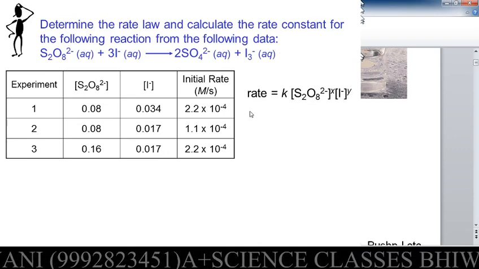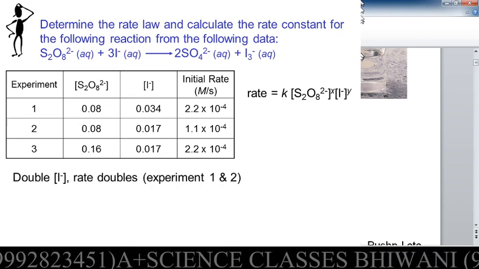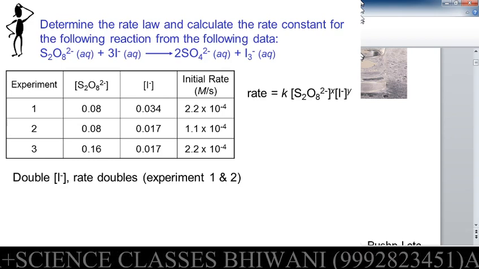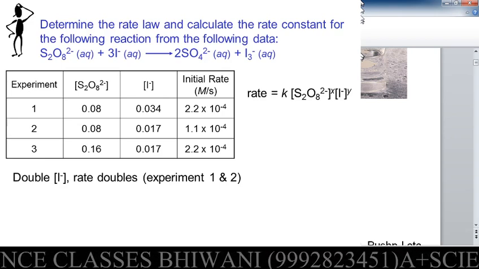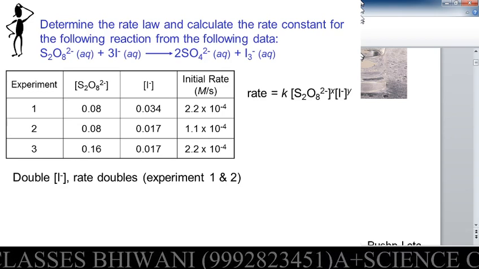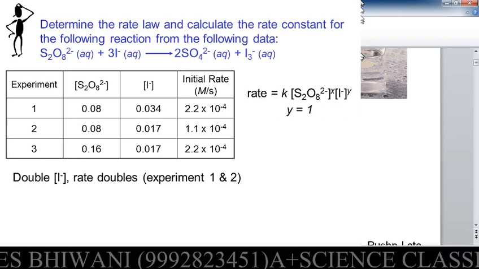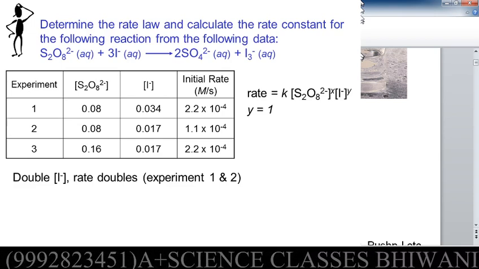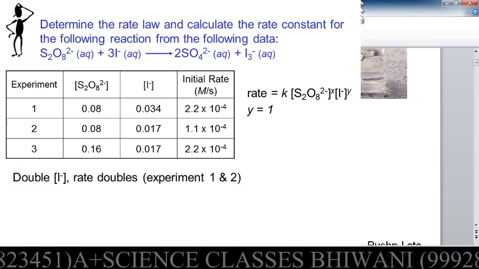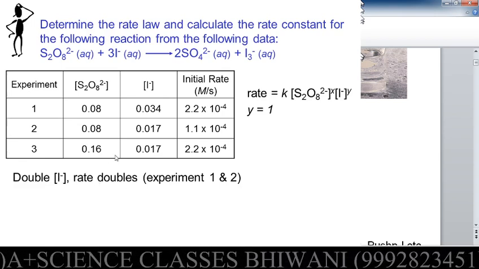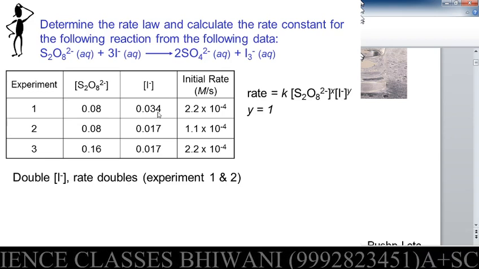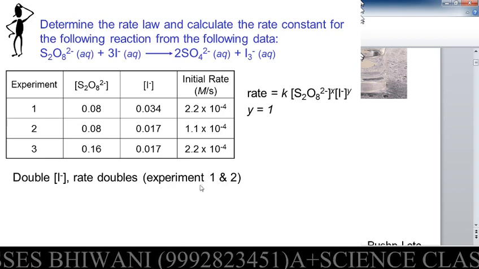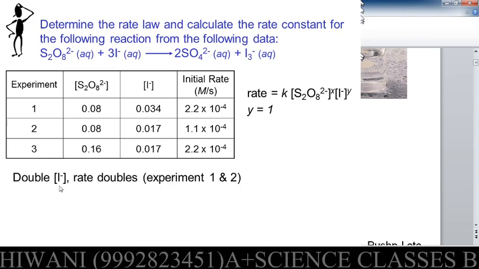Now according to our concept, according to our efforts, we find out that whenever the concentration of iodide doubles, the rate is also doubled in our experiment number 1 and 2. Clear? And the same one, you may say which one is proportional? Iodide is directly proportional. What we say is, double the concentration of iodide, so 0.017 to 0.034 doubles the concentration, and the rate doubles in experiment number 1 and 2. So it is directly proportional to the concentration of I.